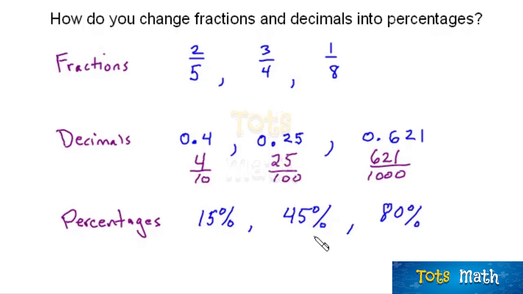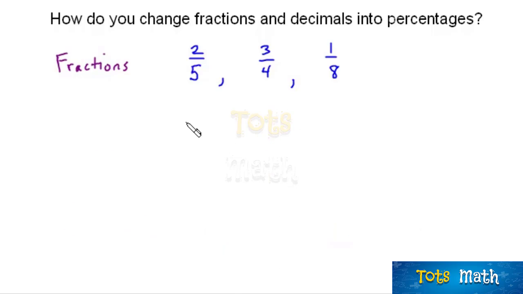Now, if we were to write these percentages as fractions, well, 15% would be 15 hundredths, and 45% would be 45 hundredths, and 80% would be 80 hundredths. Percentages like to have a denominator of 100. In fact, percent means per 100. It's parts out of 100. Well, now that we understand what fractions, decimals, and percentages are and how they can be written, let's talk about how we can change fractions and decimals into percentages.